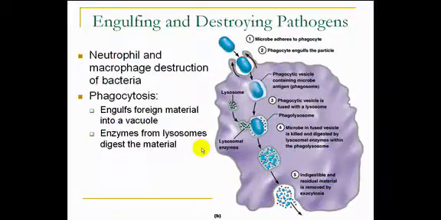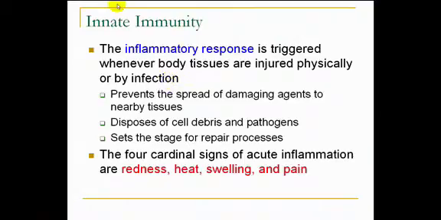So let's talk about what happens if a pathogen gets past the first line of defense and gets into your system. Well, the first thing is a neutrophil or a macrophage will find the pathogen and it will engulf it by phagocytosis. So it will engulf the pathogen, or it could just be an antigen, something that's foreign, into the cell, and it destroys it. When the macrophage detects a foreign material, it will trigger what we call the inflammatory response.